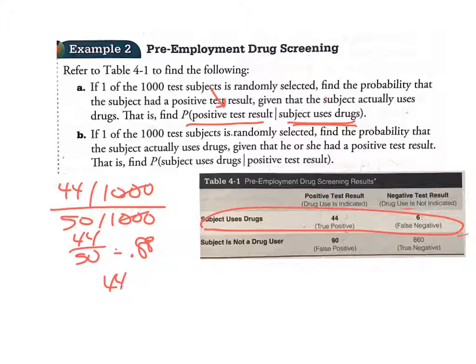Well, there's 44 people with a positive. There's 50 people in that row. It's 44 out of 50, which is the exact same thing I got just a second ago. So that's called the intuitive way. You can go either way. You can do the math method, or you can be very intuitive and do it that way.